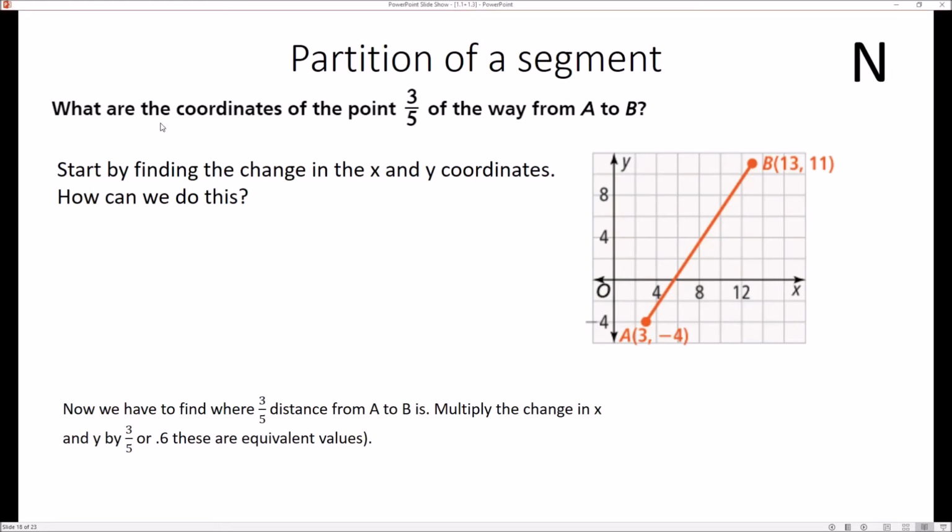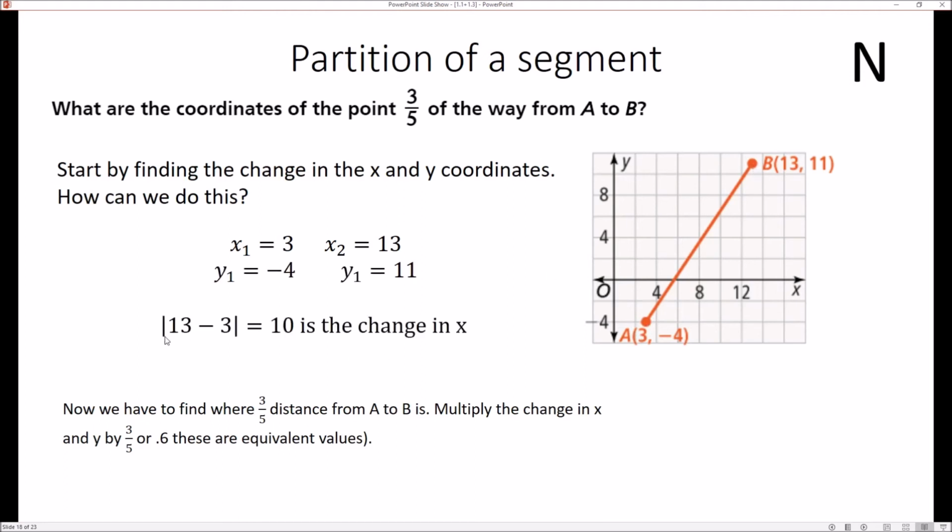So now it wants to know what are the coordinates 3/5 of the way from A to B. So we're going to start by finding the change in the x and y coordinates. How can we do this? Change is much simpler than the midpoint formula. Change is my x went from 3 to 13. So how much did it move?